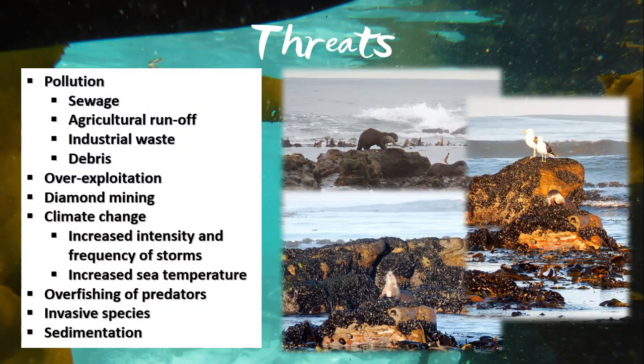Invasive species, depending on what it is, can either directly outcompete the kelp or outcompete the predators that control the number of kelp grazers, such as the sea urchin. Lastly, changes in turbidity, so that's the cloudiness of seawater, and the seabed sediments will impact photosynthesis, nutrient uptake, and the ability of sporophytes, that's little kelp, to attach to adequate surfaces.